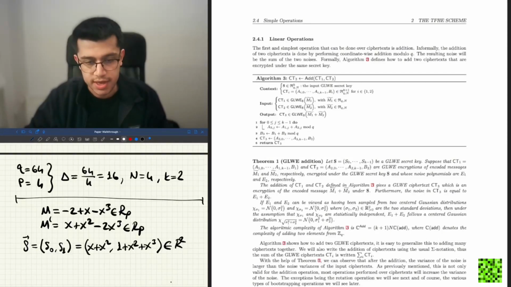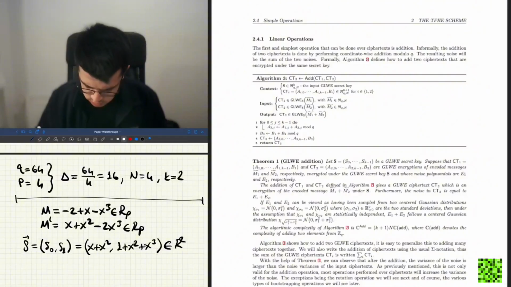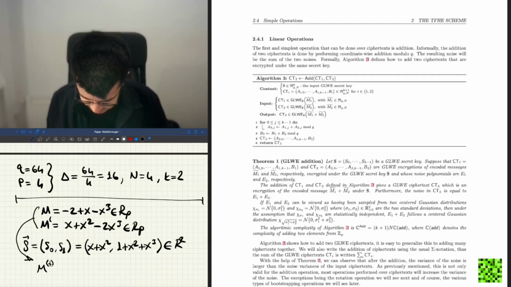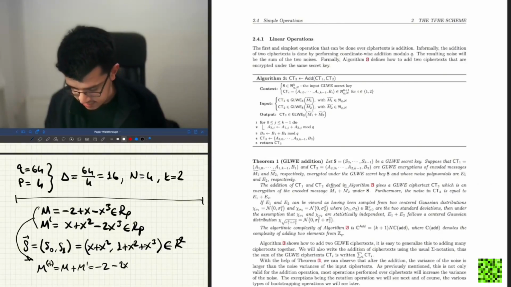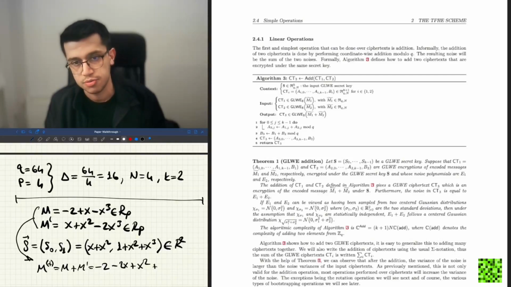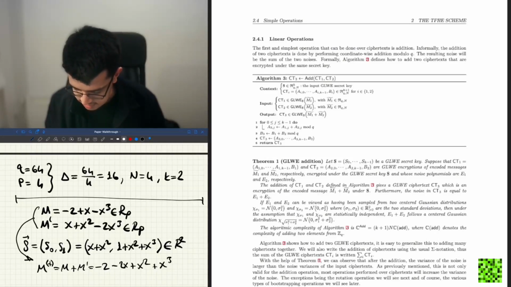So what do we have now? We have these messages, and maybe we can add them up and compare the end result. So let's say m plus is the summation of m and m prime. So we have -2, we have -2x, because of the modulus we have x squared, and we have minus x cubed plus minus 2x cubed, which is actually minus 3x cubed, but because of the modulus, it's plus x cubed. All right.